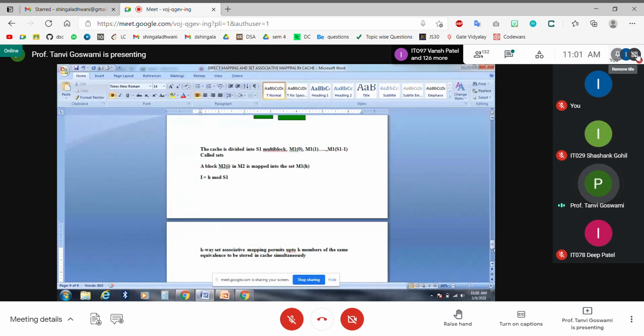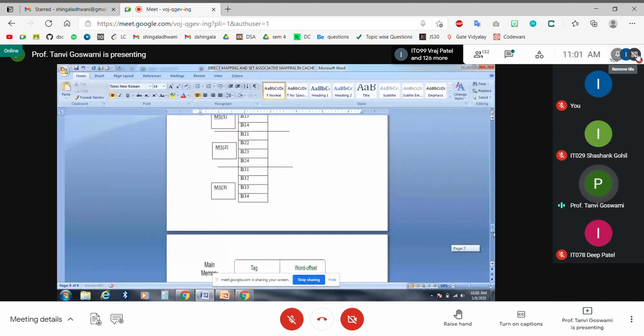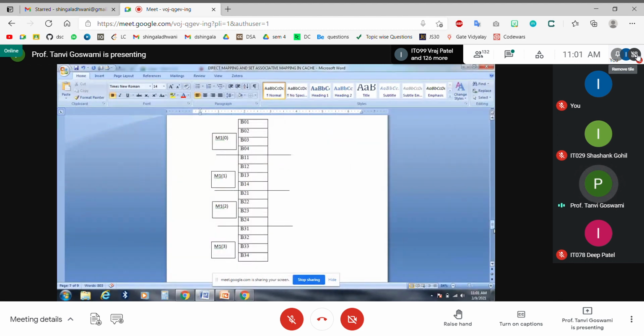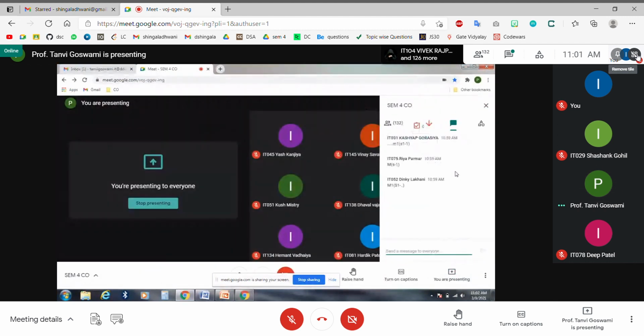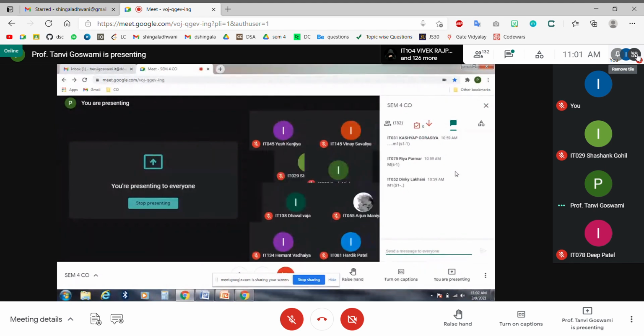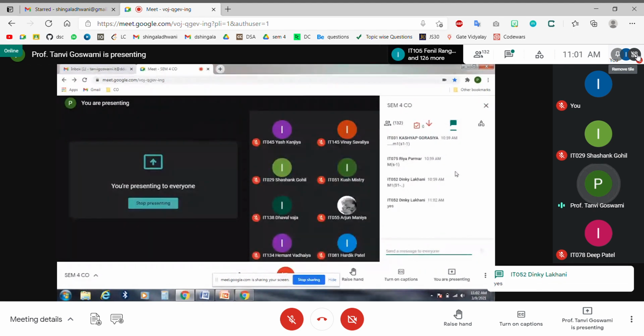So now if there is a request for multiple odd number blocks, we can accommodate multiple odd number blocks in its respective cache. Okay, so that is possible now, which was not possible in case of direct mapping. Each set can accommodate one block at a time in case of direct mapping. Is it clear, everyone? Yes, fine. So now we are moving ahead.